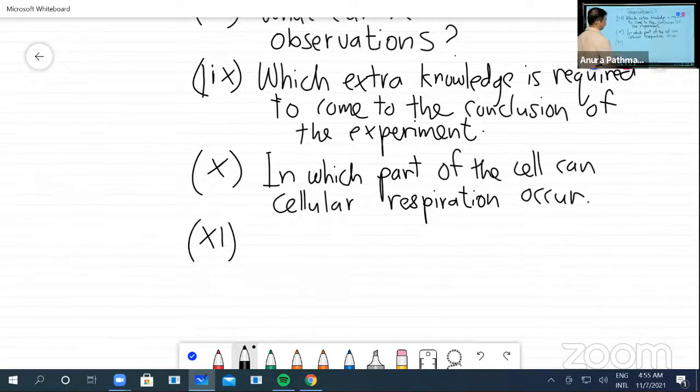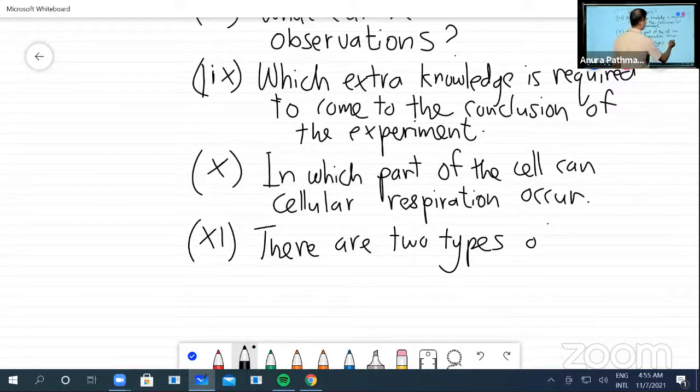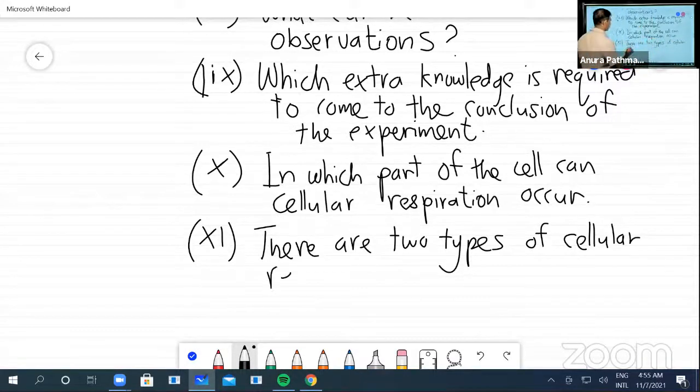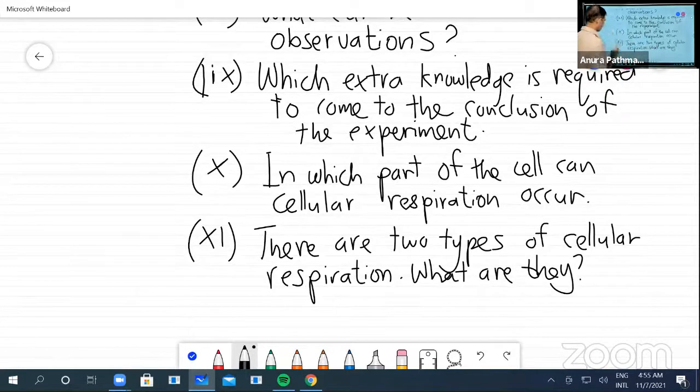Shall I give you more? Don't expect questions like this in your exam. I'm just giving you some extra knowledge. There are two types of cellular respiration. What are they?